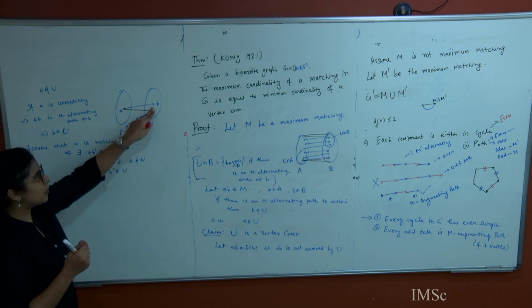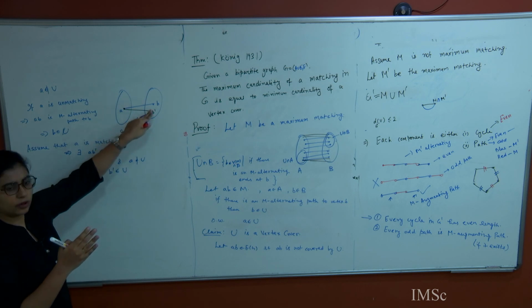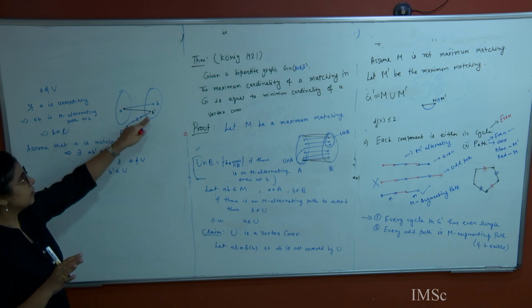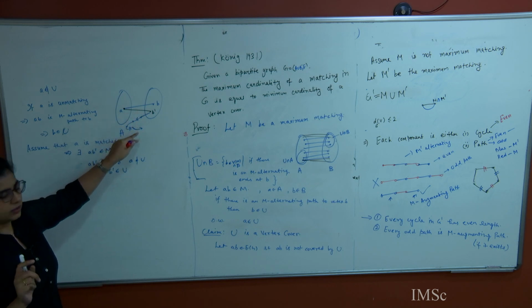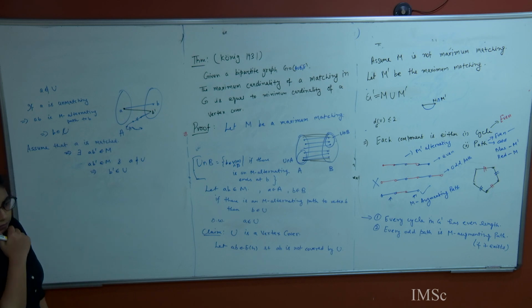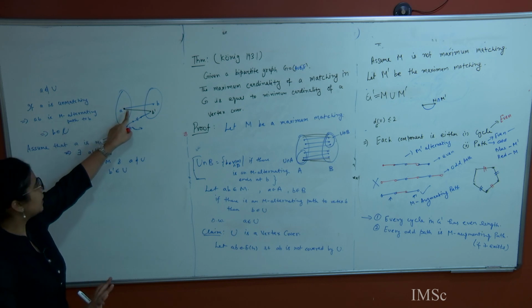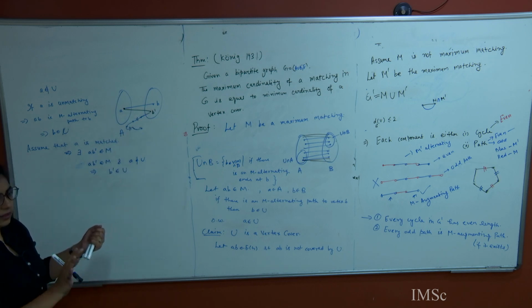Whether this is matched or unmatched, this path has started with some unmatched vertex, so this is definitely an alternating path. It will not be augmenting because we are taking a maximum matching, but it doesn't matter to us whether it is matched or not. It is still an M alternating path. So I'm saying what if A is unmatched, then we have this A, B itself as an M alternating path, and we are done.